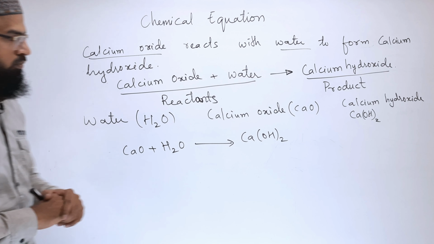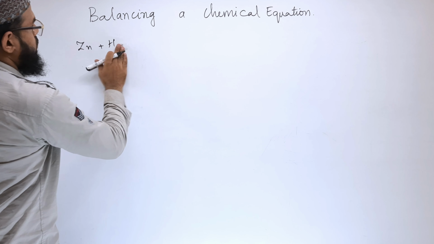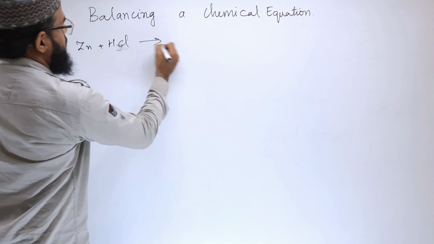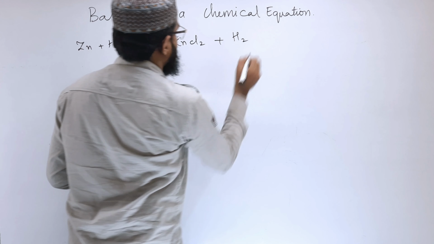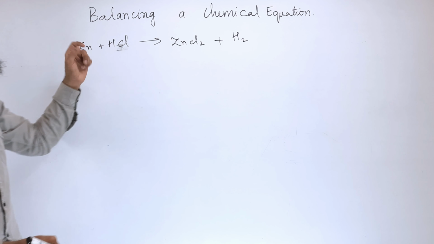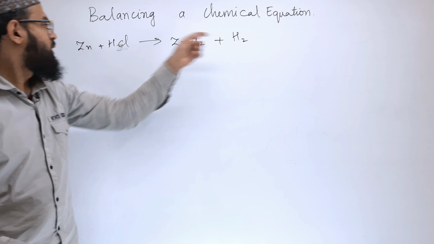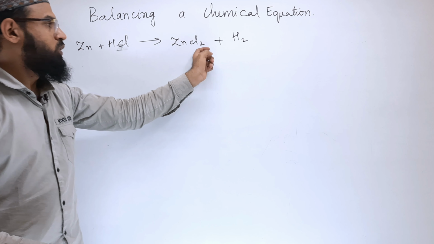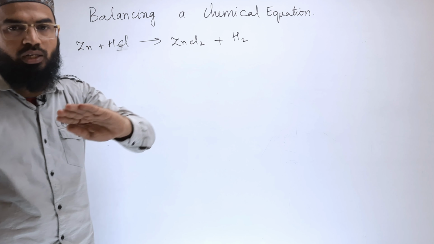Balancing a chemical equation. For balancing a chemical equation, let us take two examples. Suppose Zn plus HCl gives rise to ZnCl2 plus H2. Now let us count the number of atoms on the reactant side and product side. Zn 1, 1; H 1, 2; and Cl 1, 2. So the number of atoms on the reactant side and on the product side are not equal.